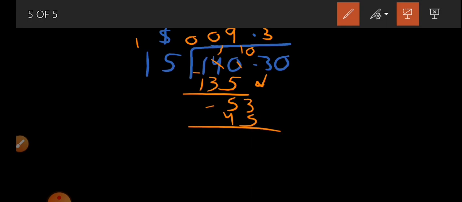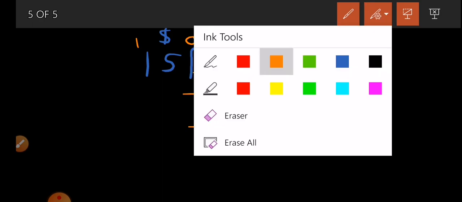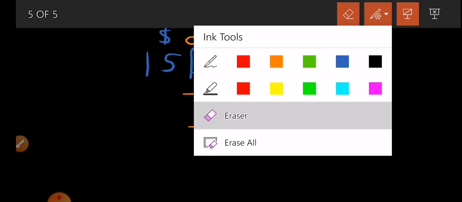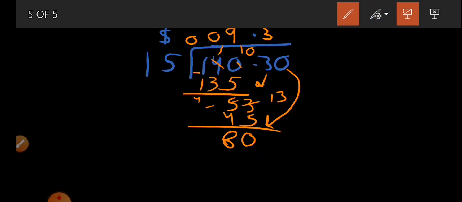Then I will subtract. 3 minus 5, can we? No, 3 will be 13, 5 will be 4. 13 minus 5 is 8, 4 minus 4 is 0. Then bring down the 0. Now I want to divide 80 by 15. How can we make it? How many 15s in the 80? Okay.